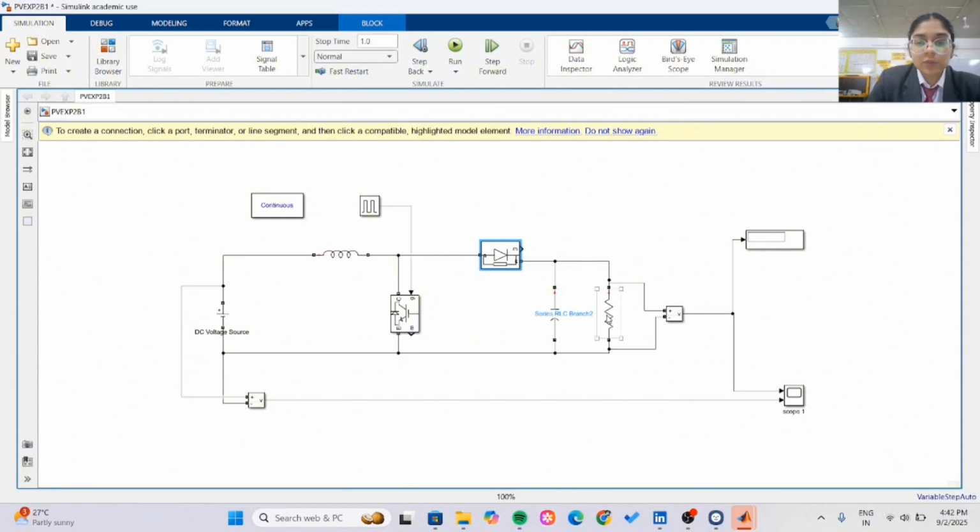Then afterwards we have used a resistor, which represents the actual load, that is the bulb, motor, or any electronic gadget. It converts electrical energy into useful work.